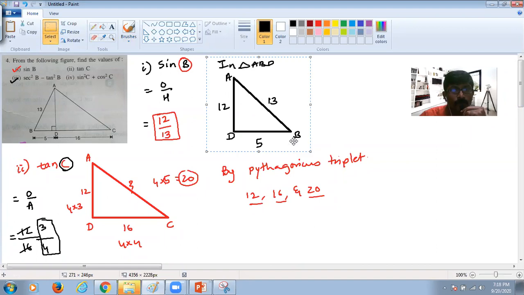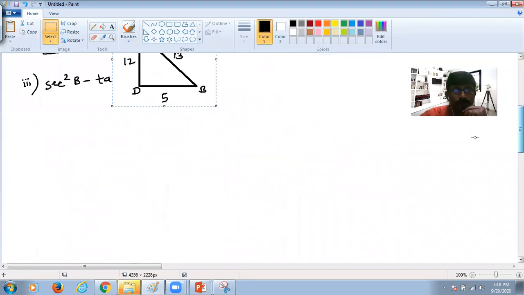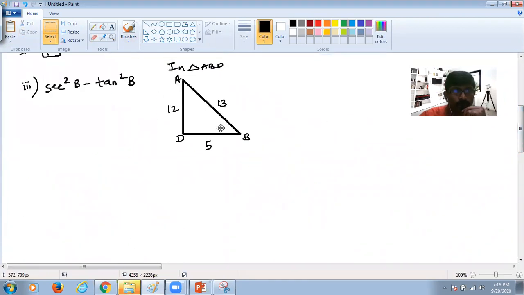Okay, I'm just copy pasting this. Copy, paste. Okay, so we want sec square b minus tan square b. So again, student, the same thing. You remember sec is the reciprocal of cos. So cos is, okay, O R O A. So sec we're going to write this way: hypotenuse upon adjacent, the whole square.